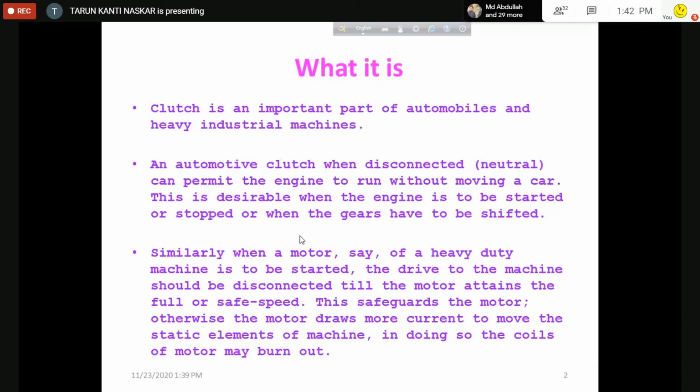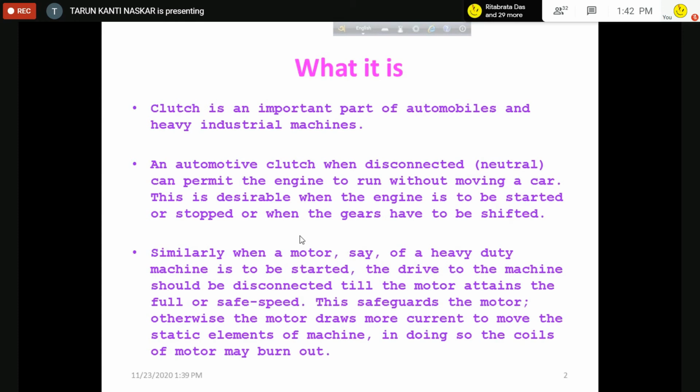The danger is, if at the static position before the motor attains its full speed, you are switching on the motor, okay? The motor takes some time to assume the full speed. It will take some time.